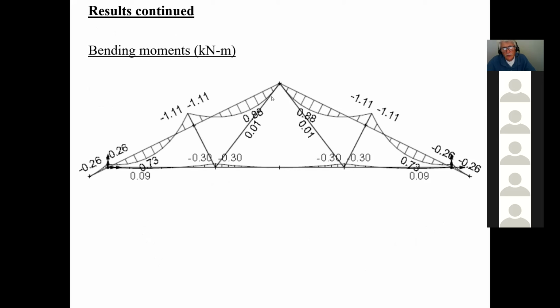Sorry, this is the bending. See, you have a bit of bend. The only reason why you have a bit of bending moments in these members here is because this is the self-weight of the member that's causing this bending moment, but you can neglect it. It's considered to be 0. 0.01 is 0, so don't worry about that.